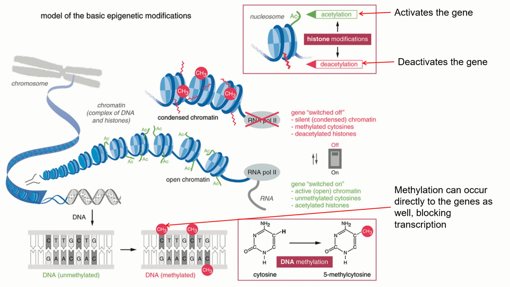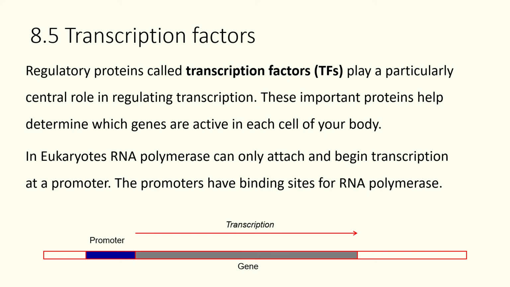You can see that often we will have that acetylation and methylation happening onto the histone protein, but methylation can occur directly to genes as well. That would mean that even if transcription were able to access the DNA, it wouldn't be able to read it. So we can have methylation of either the histone or the DNA. Moving on to the more important one, transcription factors.